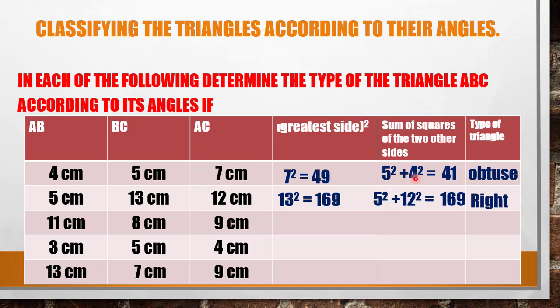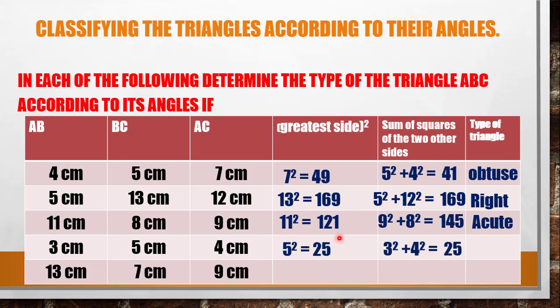The next one, the greatest side is 11. So I'll calculate 11 power 2. It will be 121. Then I'll calculate the summation of the squares of the other two sides. 9 power 2 plus 8 power 2. It will be 145. So we can notice that the greatest side power 2 is less than the summation of the squares of the other two sides. So this triangle is an acute angle triangle. The next one, we have 3, 5, and 4. 5 power 2 and 3 power 2 plus 4 power 2. They are equal, so this triangle is a right angle triangle.